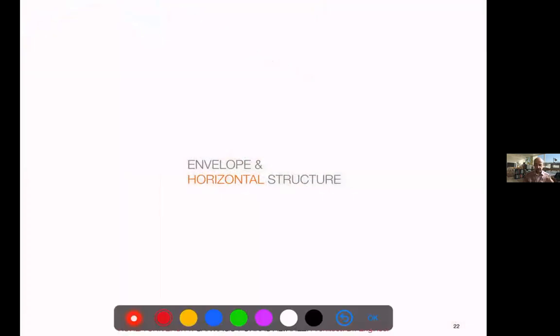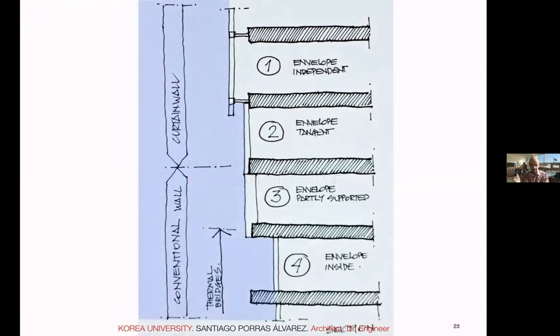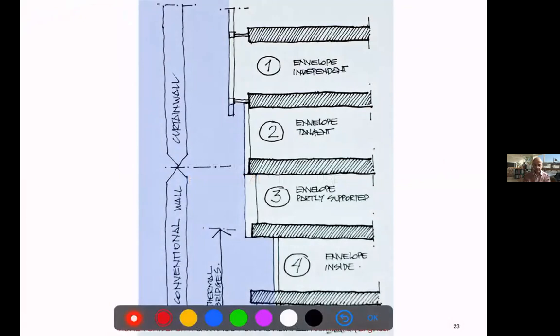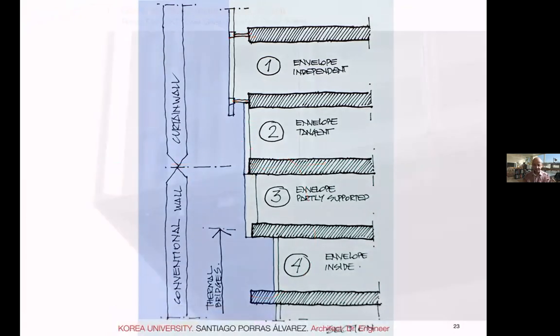If we consider only the horizontal structure, that means the slabs, we can also think independent of the columns. We may have what we call the curtain wall, which is just hanging, clearly with an intermediate element attached to the slab. It can be tangent, which is what some people call the false curtain wall. And then partial support and totally inside, which makes four different options.